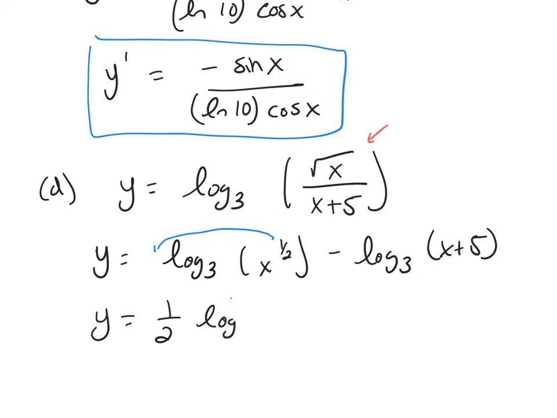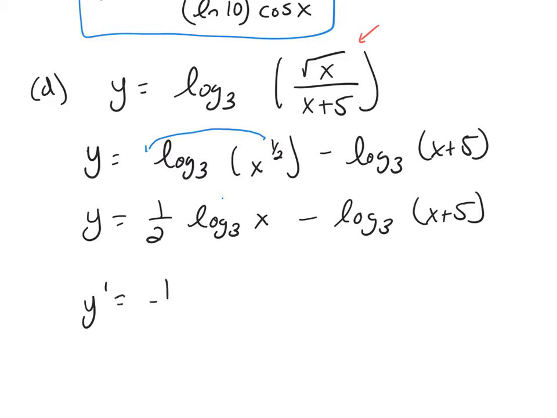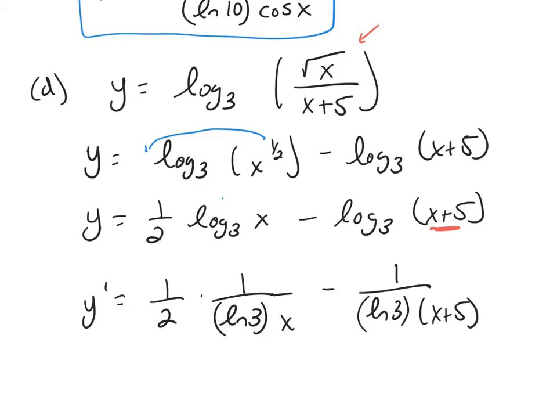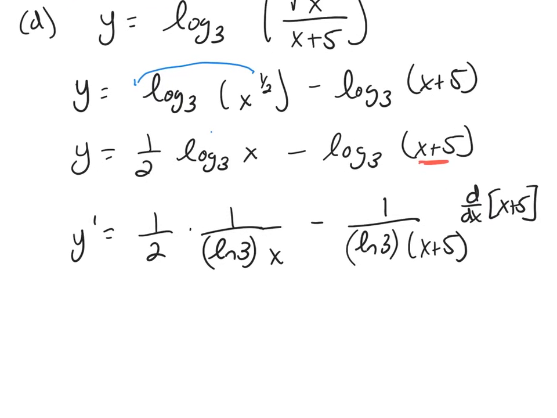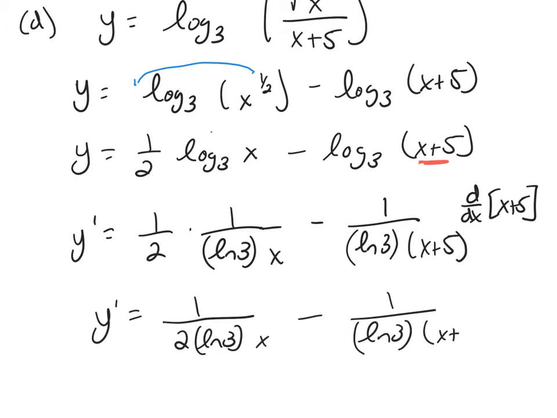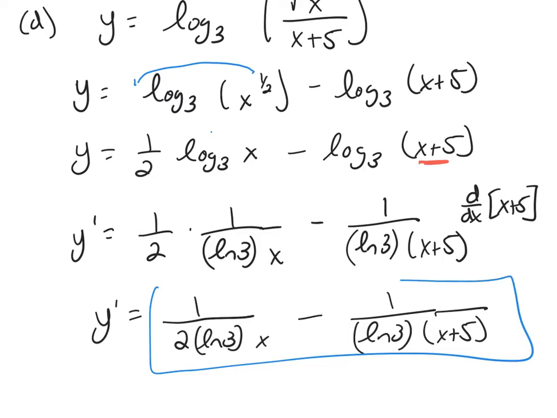1/2 log base 3 of x minus log base 3 of x plus 5. So now I'm ready to compute the derivative, y prime, 1/2. And then a is 3 here, so it's 1 over ln 3 times x minus, and then this one you've got to use the chain rule. So 1 over ln 3. And then I have x plus 5 there in my parentheses, times the derivative of the inside, x plus 5. Well, the derivative of x plus 5 is just 1. So here's my derivative now. 1 over ln 3 times x plus 5. There's my derivative.